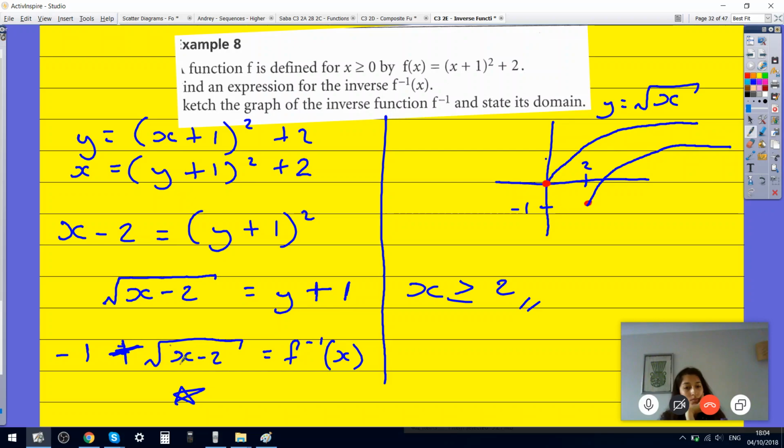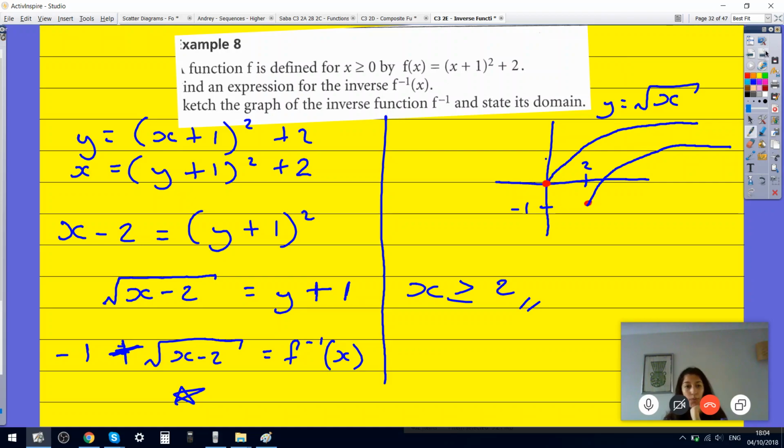Why can't x be 1? Just in terms of the function itself. Because you can't square root a negative. Correct. That's why it can be 2 or bigger. Okay, any questions there?